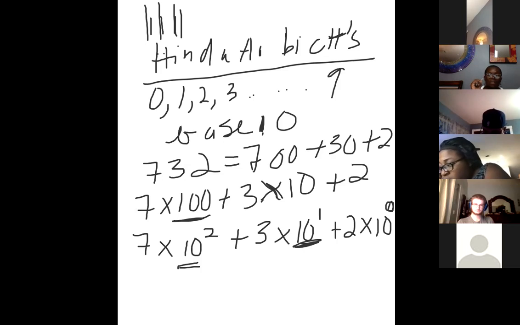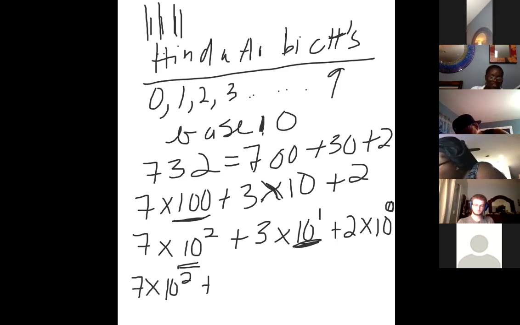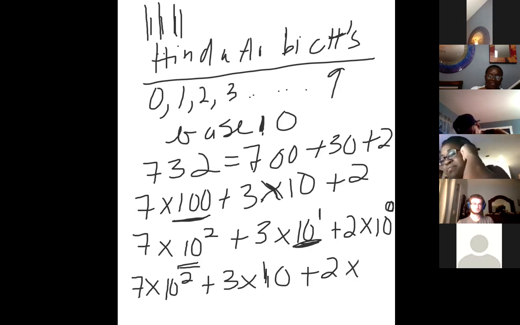But when you have a base raised to the 0 power, guys, what does it simplify to? 0? What is it? No, anything raised to the 0 power is equal to? Anybody else? 1. Okay, very good.